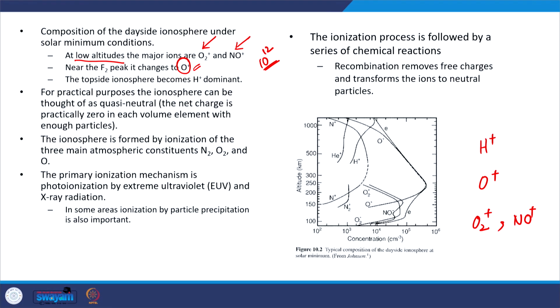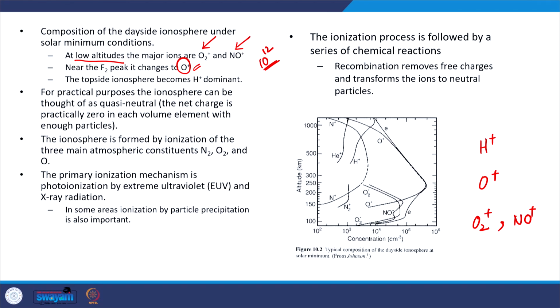For all practical purposes, the ionosphere can be thought of as a quasi-neutral plasma. So, the net charge is practically 0 in each volume element with enough particles. Quasi-neutral means that, in the macroscopic purview, the total number of electrons is equal to the total number of ions. The ionosphere is formed by ionization of three major atmospheric constituents, which are N2, O2 and O. The primary ionization mechanism is photoionization by extreme ultraviolet or X radiation. In some areas, ionization by particle precipitation is also important.